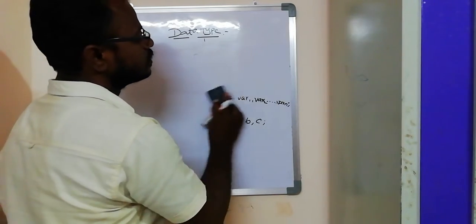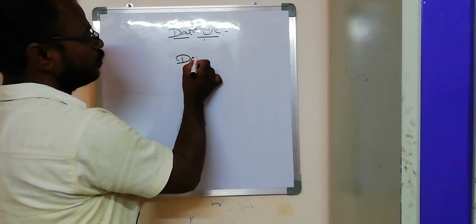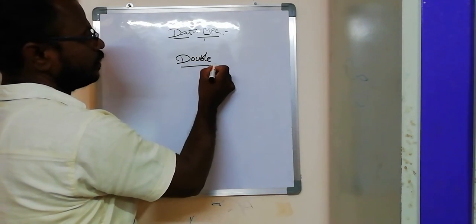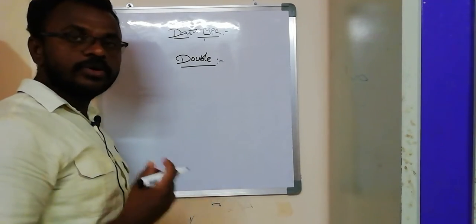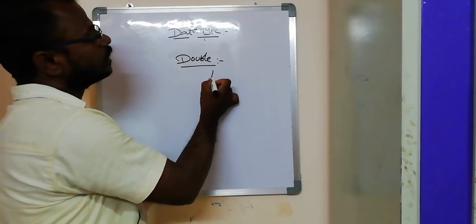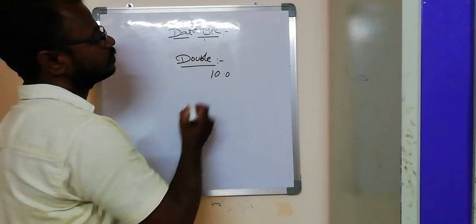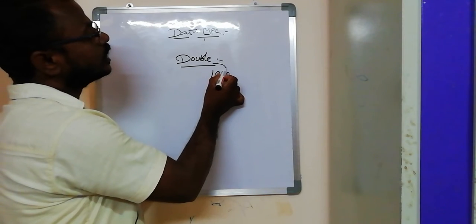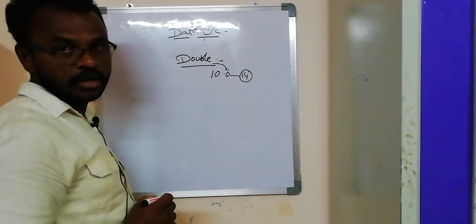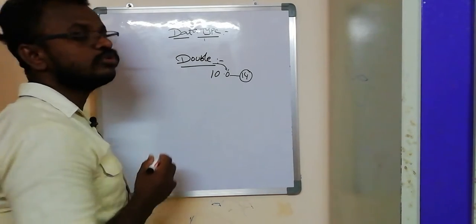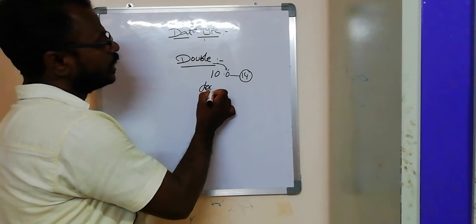Similarly, the next is the double data type. The next one is the double data type in C language. In the double data type, we can allow numerical numbers with decimal position. It can allow decimal position up to 14 digits. We can use this data type in programs, and the keyword used is double.